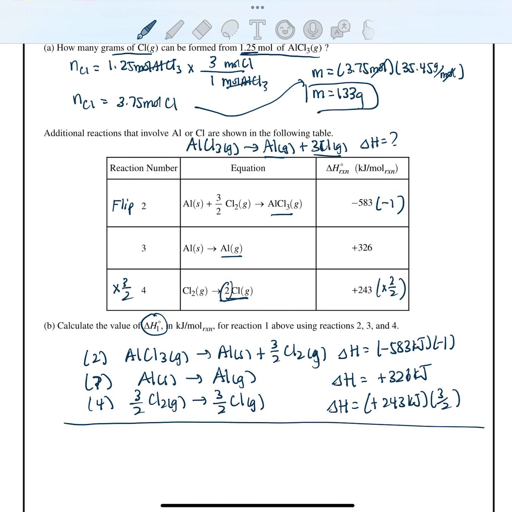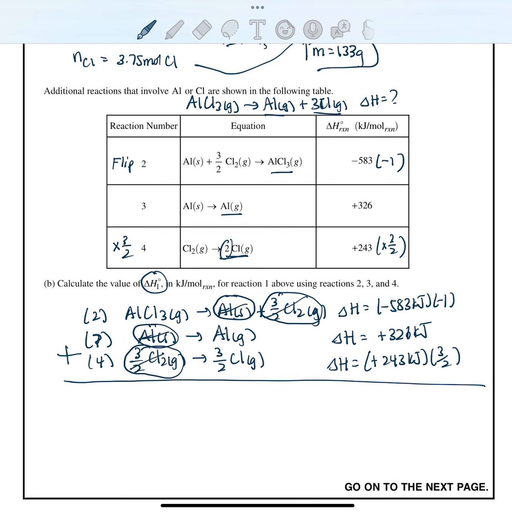Okay, now we're going to add all of this up as per Hess's law. And when I add this up, what I see is, let's cancel out the aluminum because it's a product over here and then a reactant. So it's produced and consumed. We can get rid of it. And that's good because it's not in my overall target equation either. This chlorine diatomic gas, there's 1.5 on the right as a product, and 1.5 on the left as a reactant. It's produced and consumed, so it's also going to be gone from our overall equation.